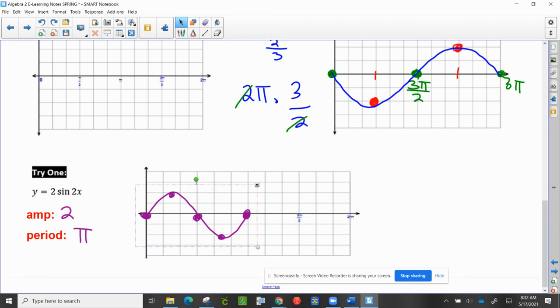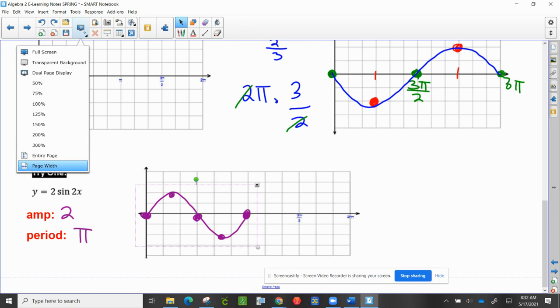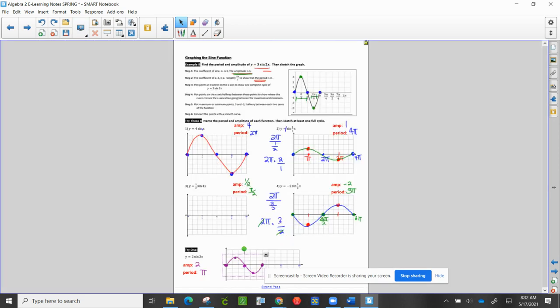Okay. So we will practice doing more graphs together in class. The whole point there is just remembering your 5-point method. Your start, your stop with the period, halfway, halfway, halfway. Okay.